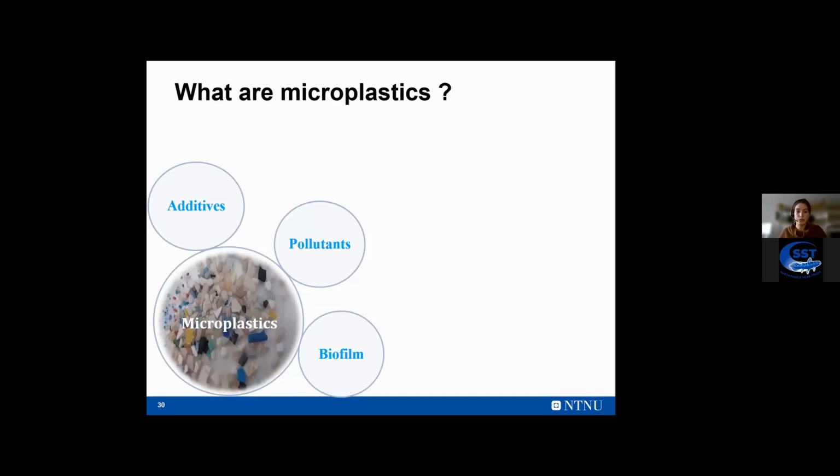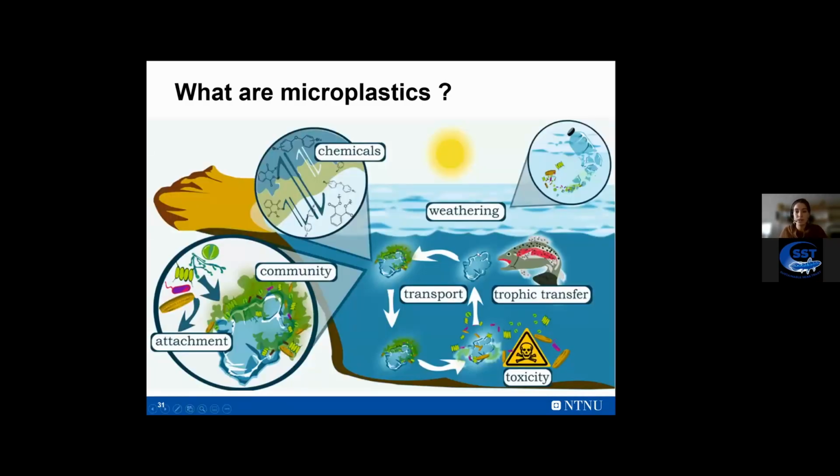And finally, we have the biofilm. So what is the biofilm? Basically, when a plastic is entering into the environment, through weathering, it will just be a small particle. And we can have a community of different algae attached to the particle. And this will modify the transport of the particle, but also modify the toxicity of the particle, because the biofilm itself, like a layer of algae and zooplankton, can also adsorb some pollutants, and they can modify the microplastic itself. So this will have an impact.